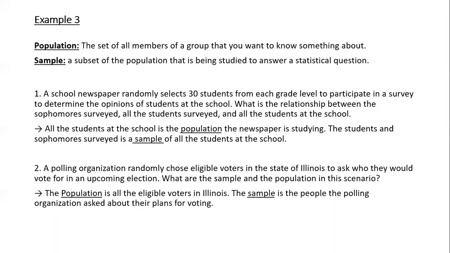Okay, so the population would be all the eligible voters in Illinois, because that's who they are concerned about for this question. Eligible voters in the state of Illinois. However, the entire state of Illinois might be too big of a population size to actually ask that question to. So instead, they just chose random voters to ask that question to. So the sample would really just be the smaller group of people that they asked their question of.